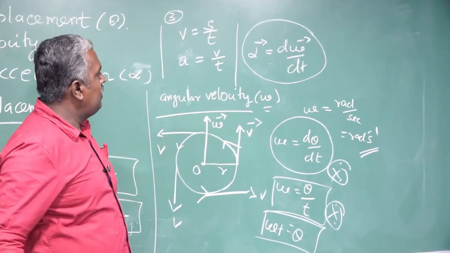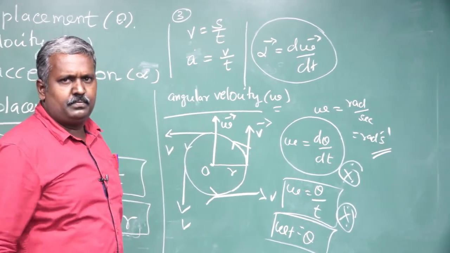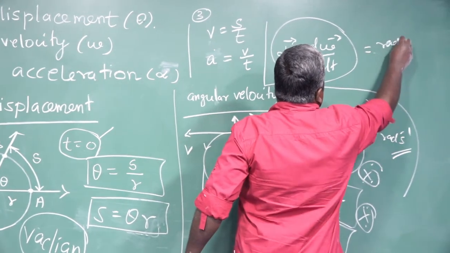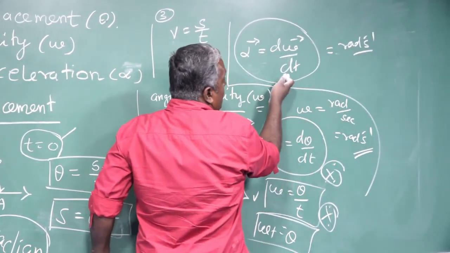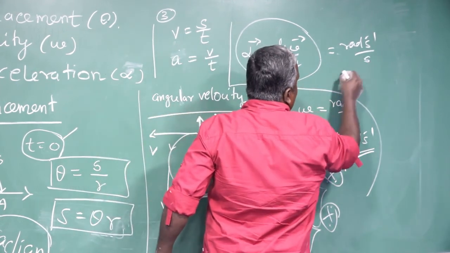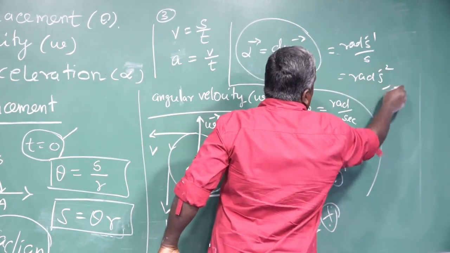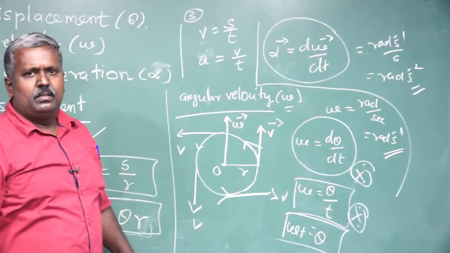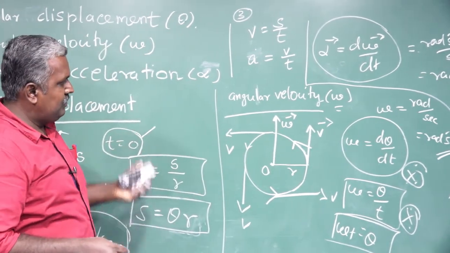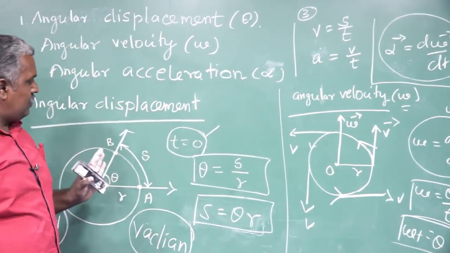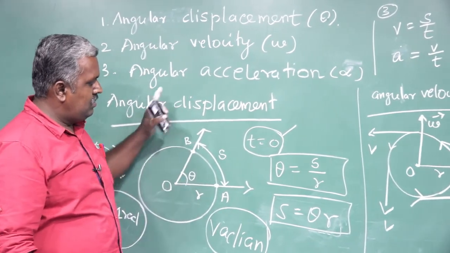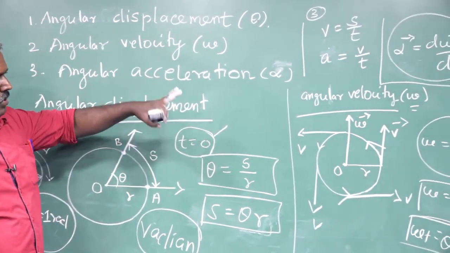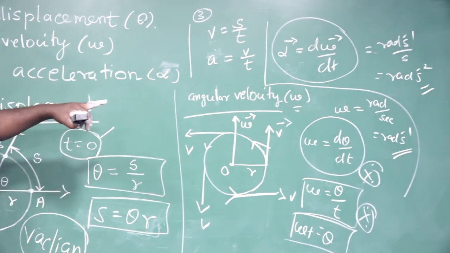Come on, write it yourselves. What will be the unit for angular acceleration? Very simple. Yes, radian per second, and there is already t, the change in time, in seconds. So radian per second square. That is the unit for angular acceleration. That's all. Clear? Any doubt? See fully from here to there.